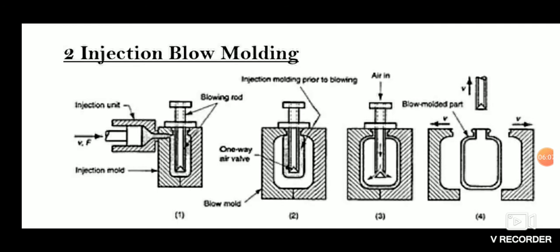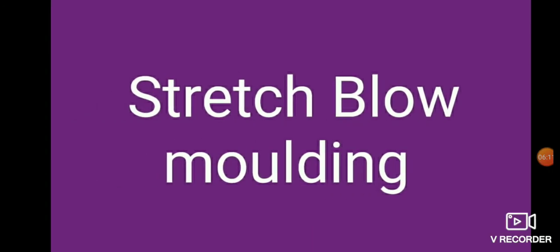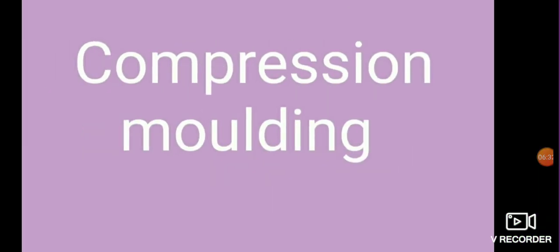Okay. The next one is stretch blow molding. Stretch blow molding is a common method for producing soda bottles. The process begins with an injection molded preform. The preform is typically preheated, then stretched in the axial direction and blown into its final shape by a stretch blow molding process.